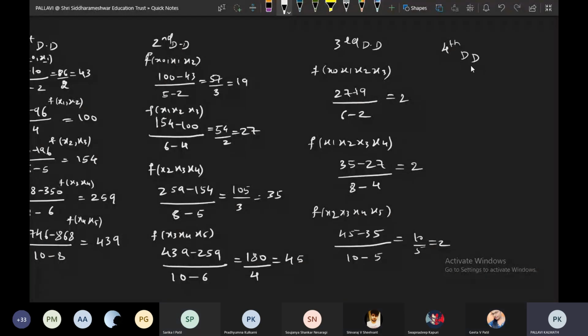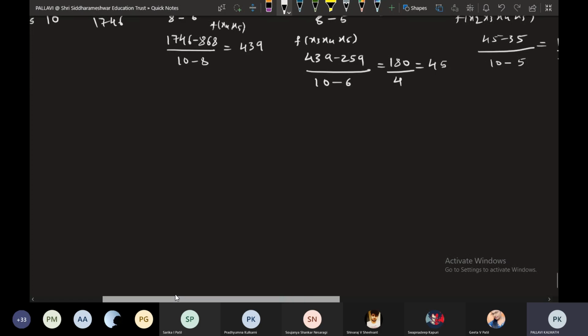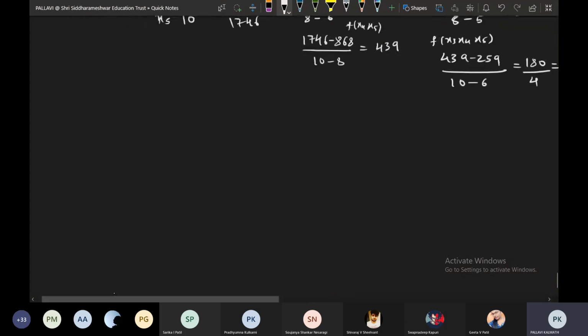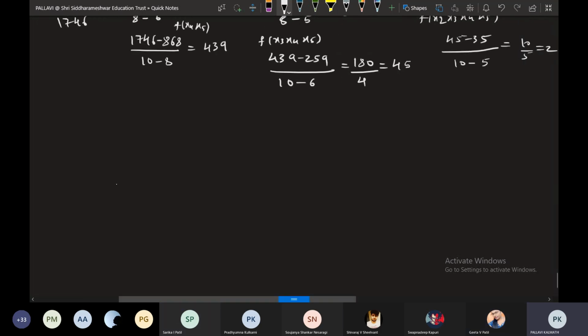When you come to the fourth divided difference, 2 minus 2 in the numerator itself becomes 0. The numerator itself will become 0, right? After getting all these values, go for the formula. What is the formula given? Has the table been completed, all of you? So write the formula now.